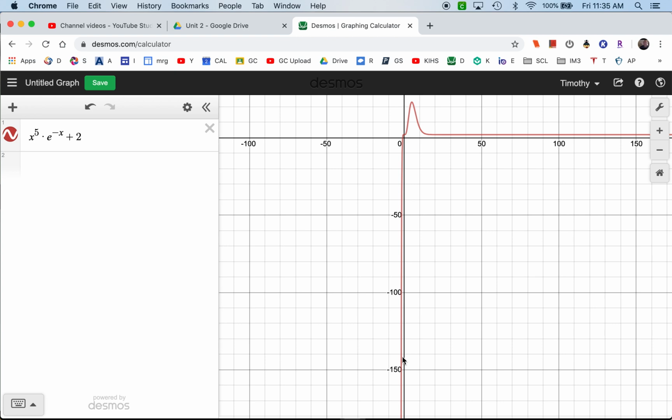So as you put in negative values, x to the 5th is a negative answer. It becomes a negative times a negative, becomes this huge negative answer plus 2. But anyways, we're looking at the right end behavior, and you can see the answer is 2. Graphically and algebraically, I showed you.